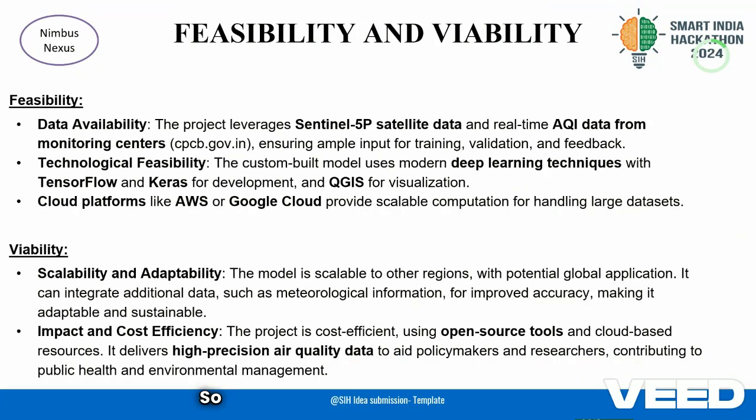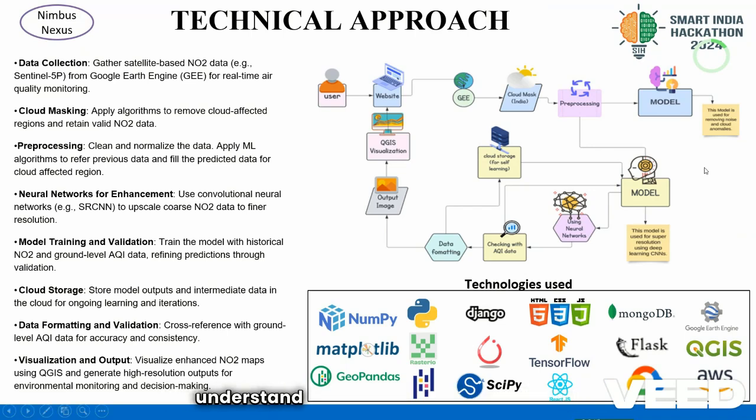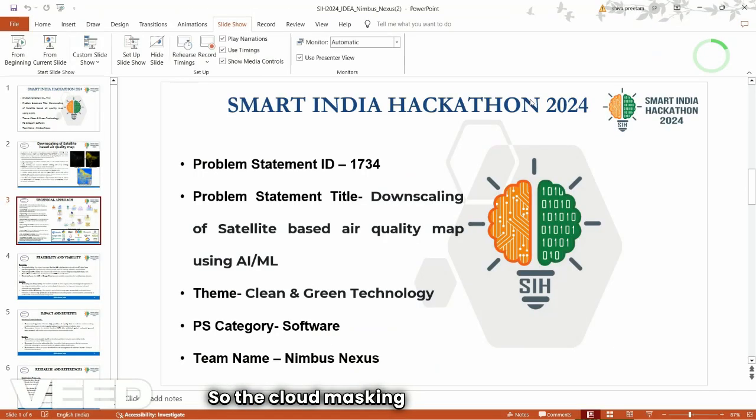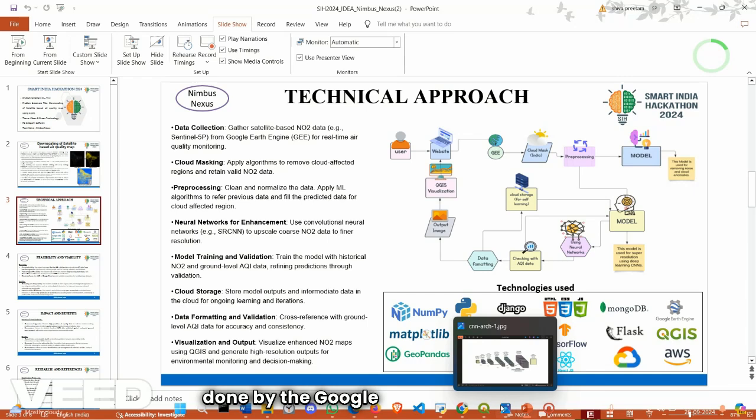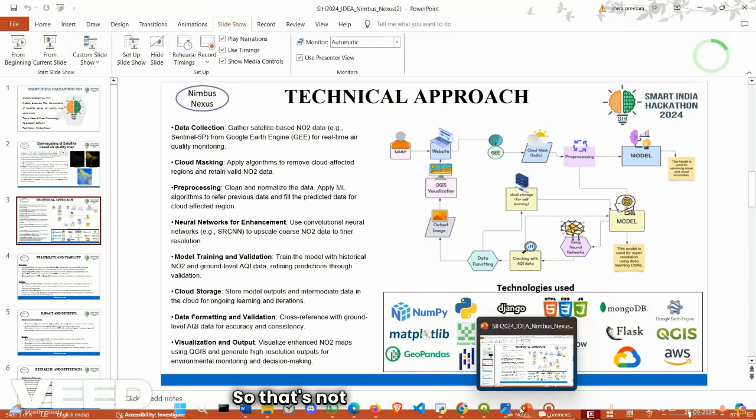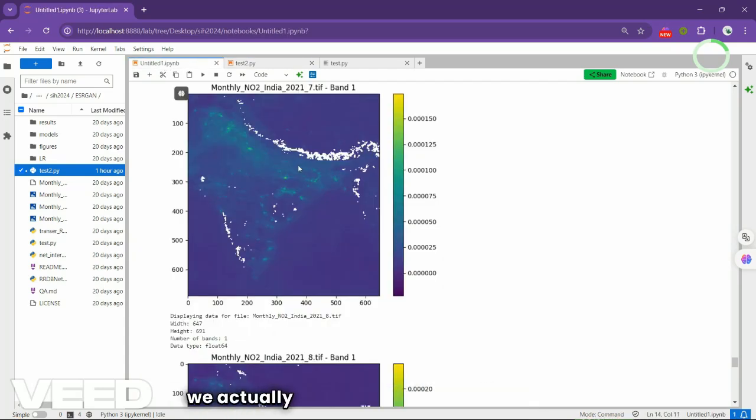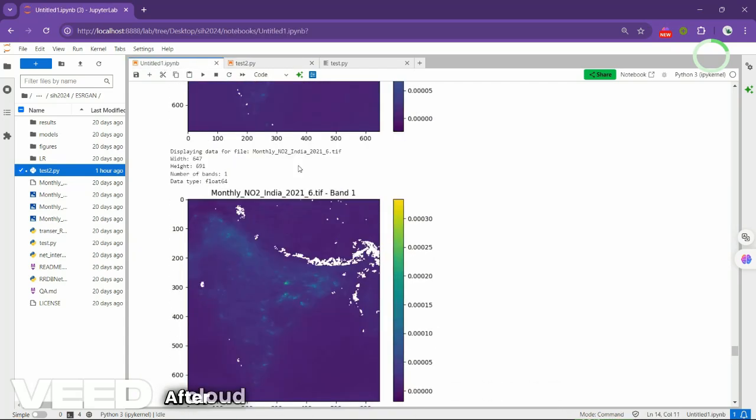So using the flowchart, we can understand that we'll be getting the data from the Google Earth Engine, and then we will have the cloud masking part over here. The cloud masking part is actually done by the Google Earth Engine itself, so that's not much of a problem for us to be worrying about. So this is the kind of data that we actually get from Google Earth Engine after cloud masking.